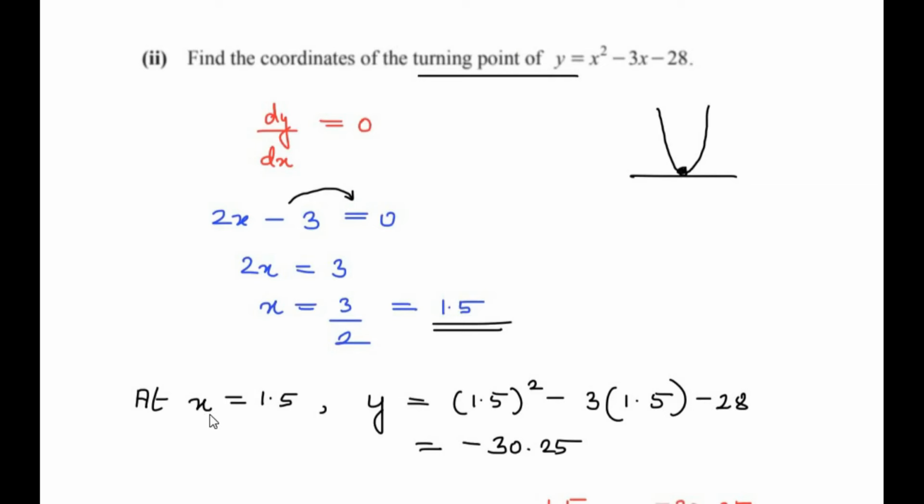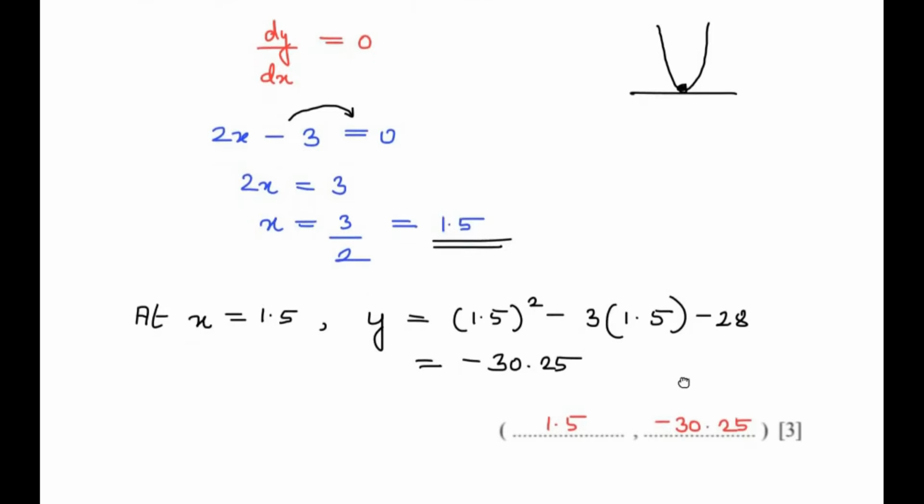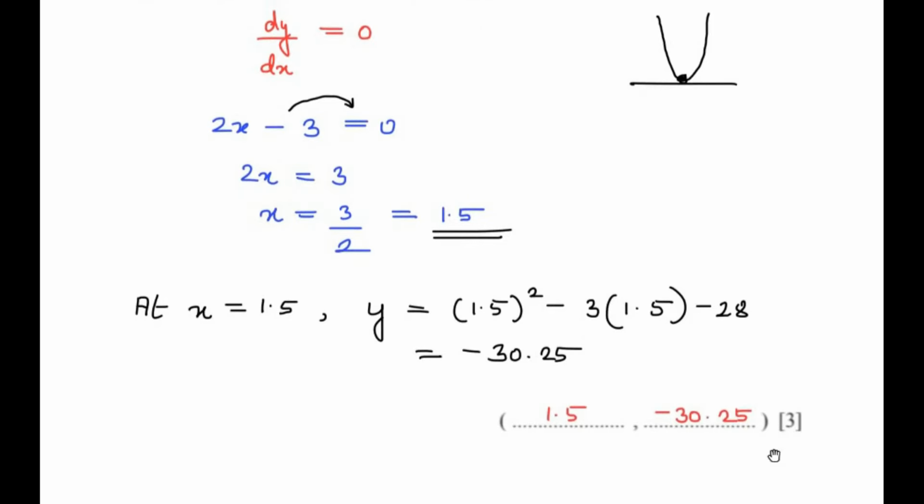So here we have written, at x equal to 1.5, we get y is equal to 1.5 square minus 3 times 1.5 minus 28. So that will give us the y coordinate as minus 30.25. So the coordinates of the turning point of this given equation are 1.5 and minus 30.25.